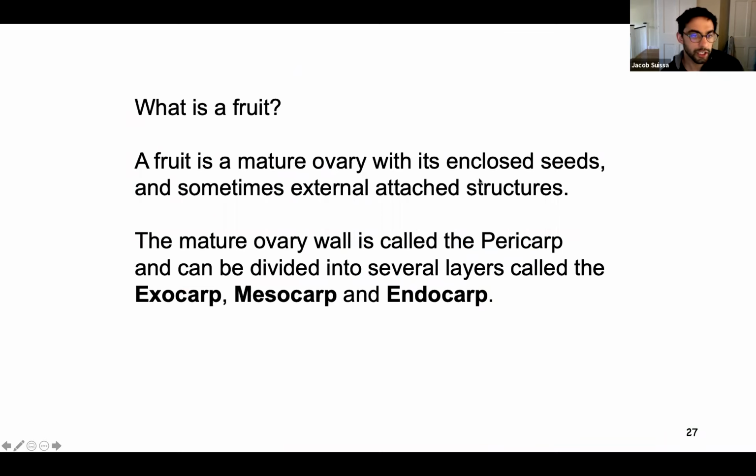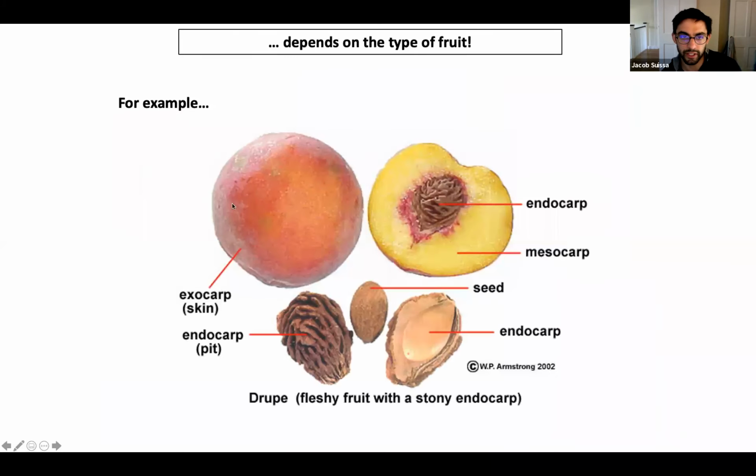Okay, so we also talked about the different layers of a fruit. You have an exocarp, a mesocarp, and an endocarp, and it's not always easy to tell those different layers apart. Sometimes it is, sometimes it's not. But essentially, the exocarp is the outermost portion of the fruit. The mesocarp is the middle, and it's generally fleshy. And the endocarp is the innermost portion of the ovary or of the carpel.